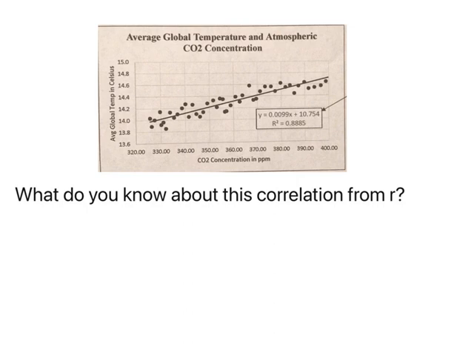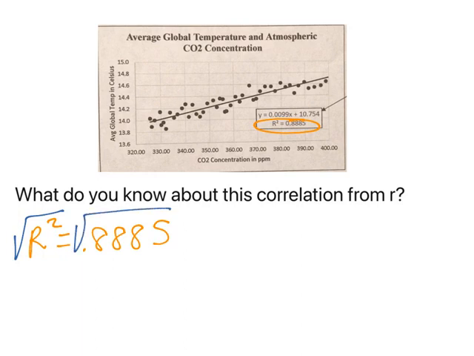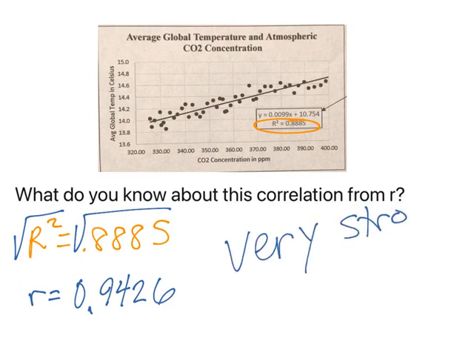So what do you know about this correlation from R? Well, when we look, we are given that R squared is 0.8885. We don't care about R squared. We need R. So we're going to take the square root of both sides because we know the square root of R squared is R, and the square root of 0.8885 is 0.9426. So because that is above 0.9, this is a very strong positive correlation, right?